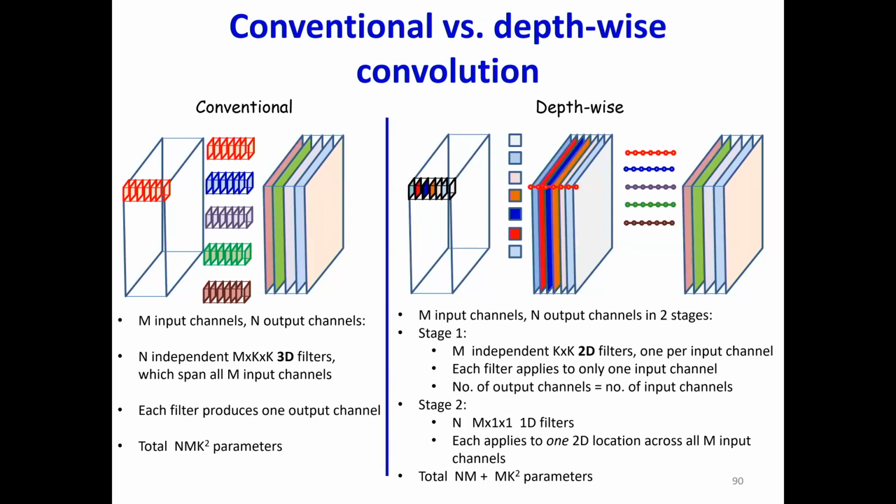Yeah. Just a quick question about depth-wise convolution. How are you doing that second step where you're combining after you convolve all the filters?